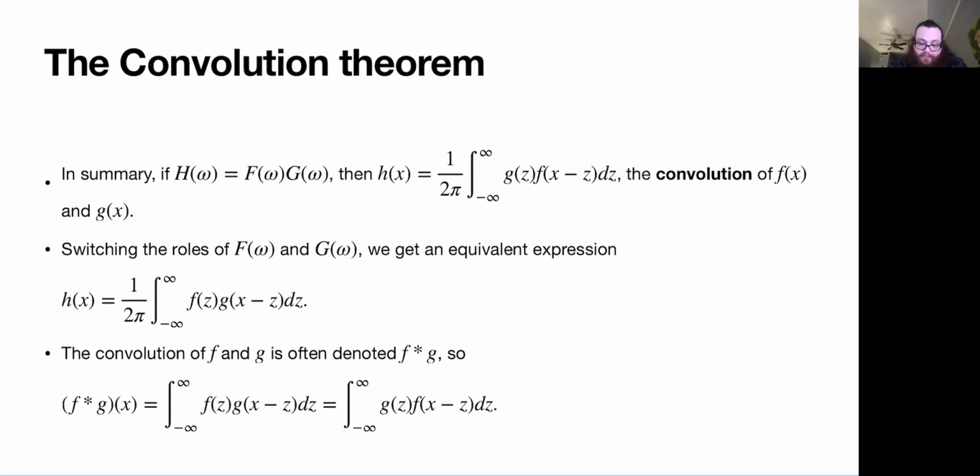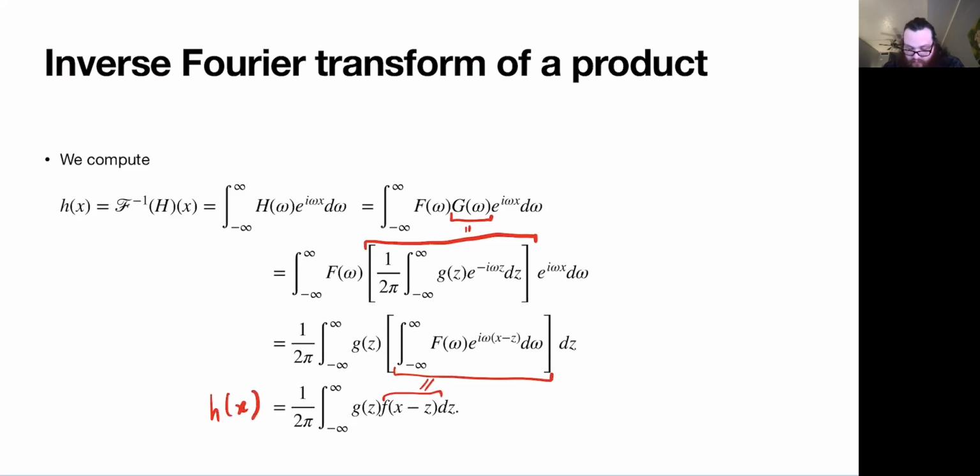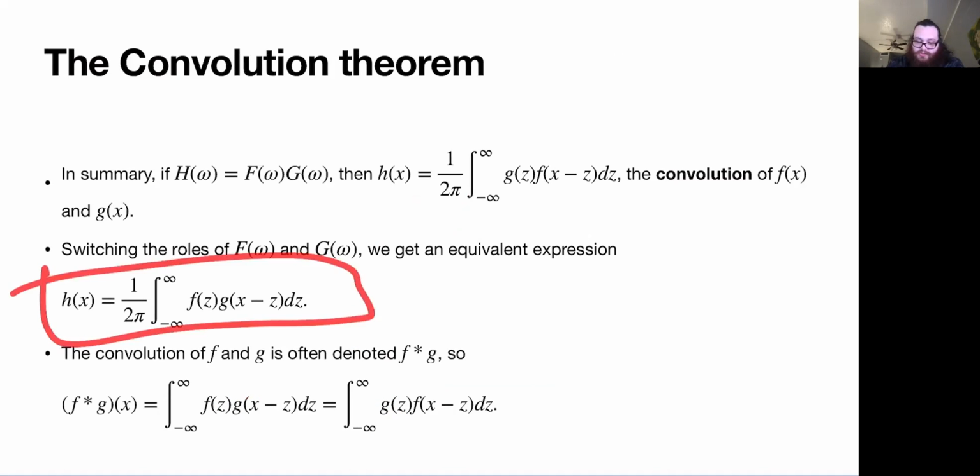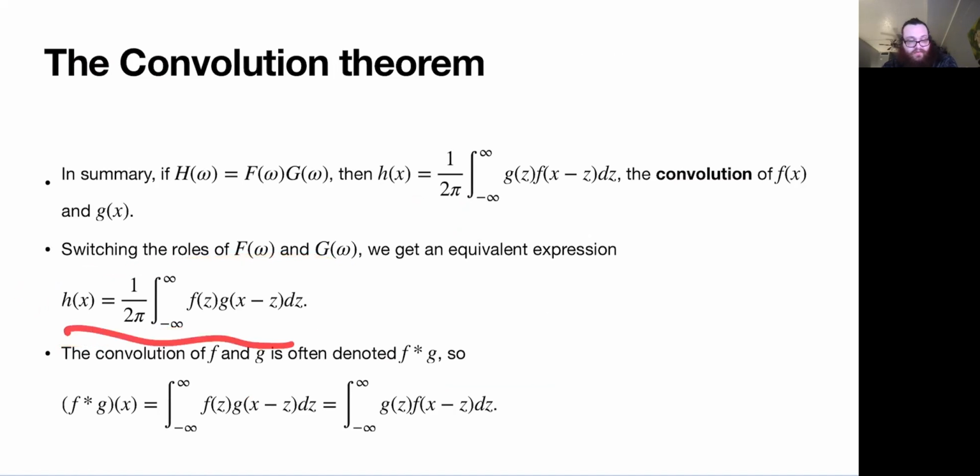And so what we could do is go back in this derivation. Instead of plugging in for g, we could plug in for f. And if you plug in for f here, you're going to get an f of z, and otherwise this is going to be a g of x minus z. So, switch the roles of f and g. You can get this from the derivation.